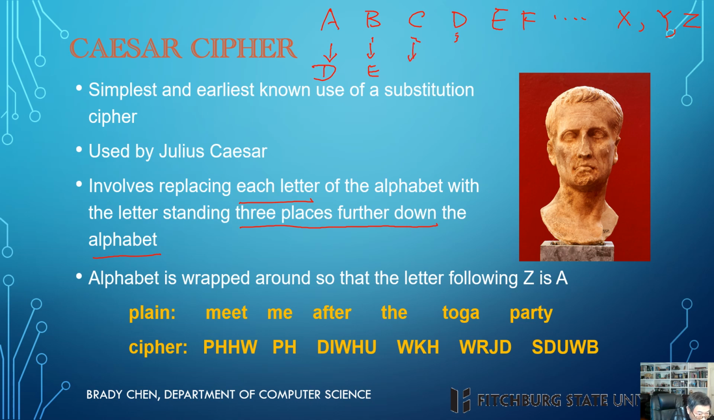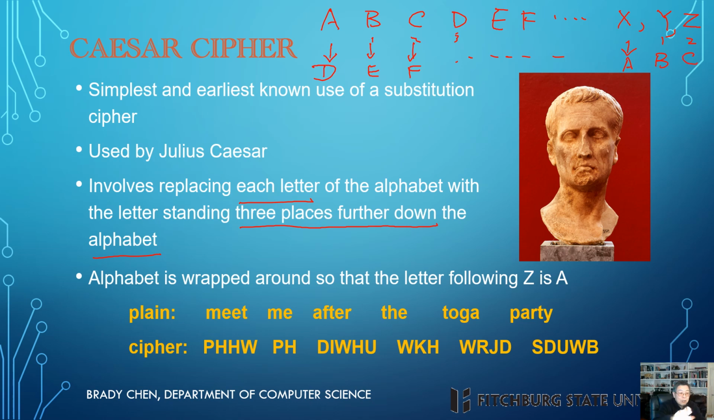C will map to F. Okay. Now, for the letter X, which value can it map to? Let's say the next one is Y, then Z, and there's actually no character after Z. So we're going to circle around back to A. X is going to map to A, Y is going to map to B, and Z is going to map to C.